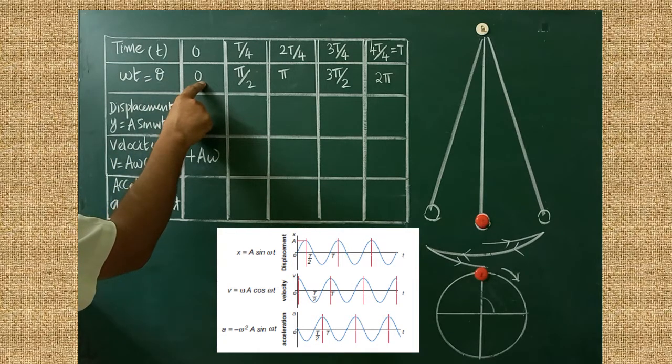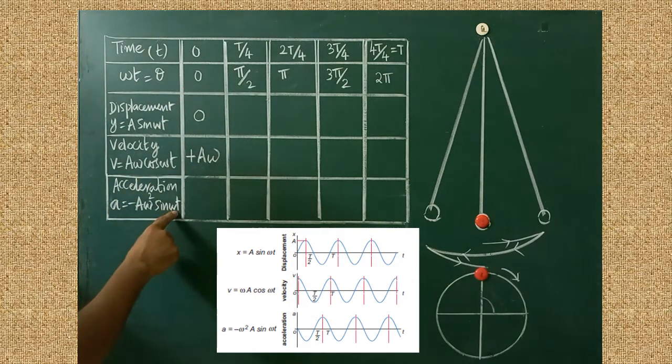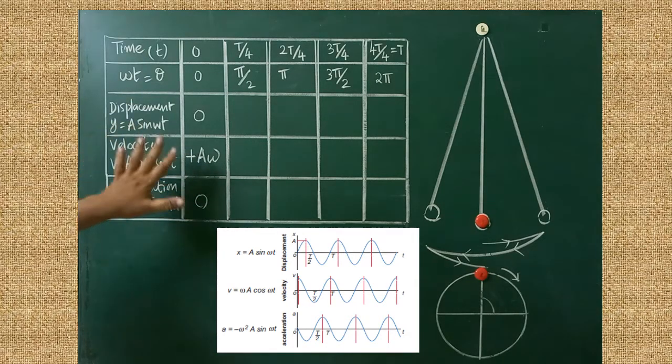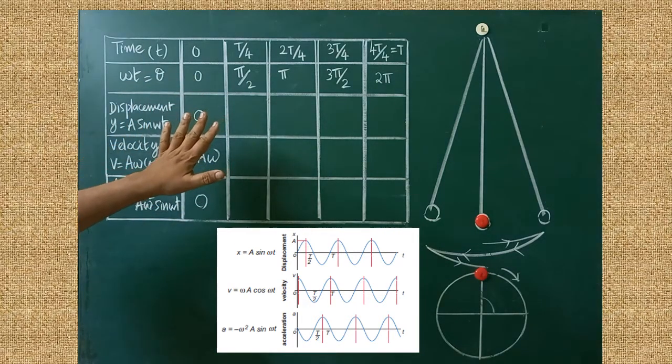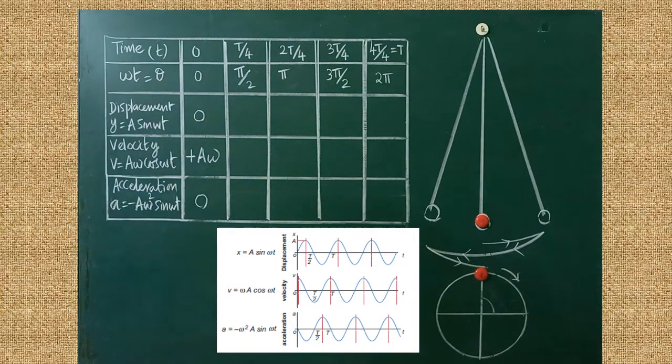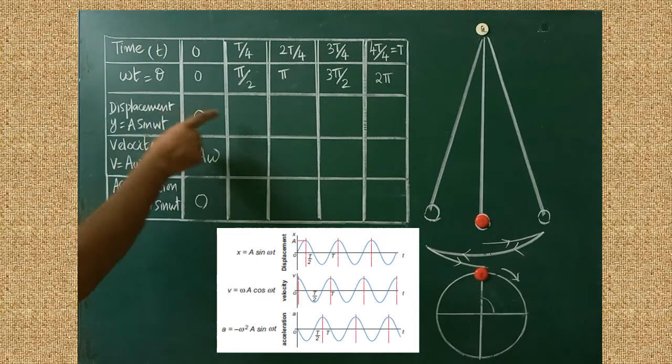Now, in the same mean position, we are going to calculate the acceleration. Substitute omega t value as 0 here, sin 0 is 0. Therefore, acceleration will also be equal to 0. So when displacement is 0, acceleration is also 0, but velocity attains the maximum value. Like that, we have to substitute all the omega t values in all cases and find out the values. Let's see the next one.